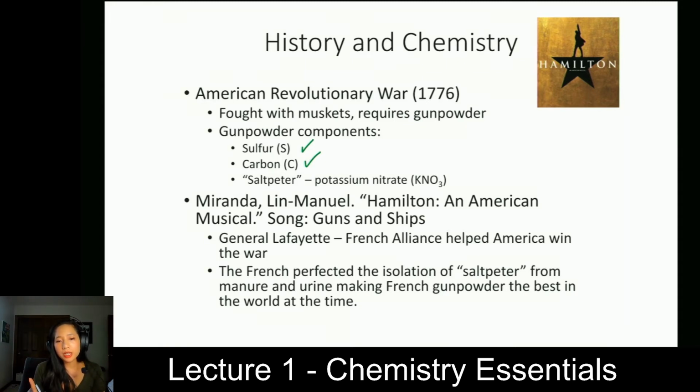It was the saltpeter that was hard to find. So this KNO3, isolating this compound was near impossible during this time. And so they only had natural sources for it, and they could only find it in caves where things were decaying. And modern gunpowder is about 75% saltpeter.